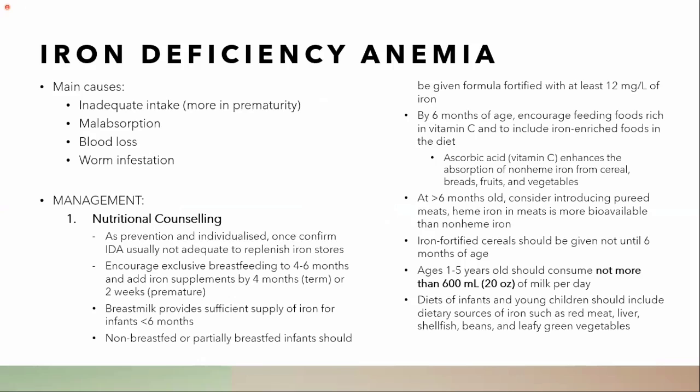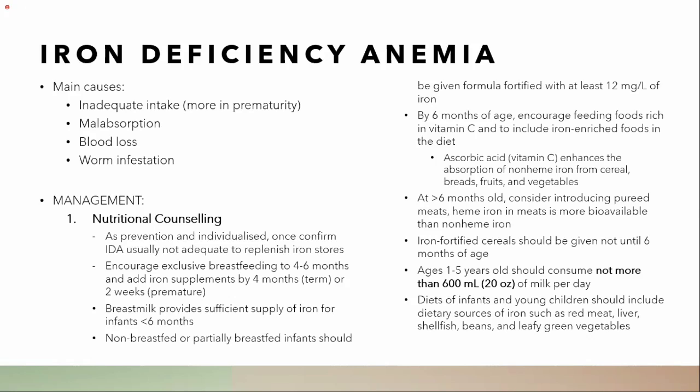Okay, last one, management. I just include the most common cause of anemia in childhood, which is IDA. At this point, we have to know the most likely cause of IDA in our patient, which includes inadequate intake, malabsorption, blood loss, or worm infestation. Generally, for management, there is a role of non-pharmacotherapy, which is nutritional counseling. But usually it helps in prevention. Once IDA is confirmed, nutrition is not adequate enough to replenish the iron store, so we have to start oral iron therapy.